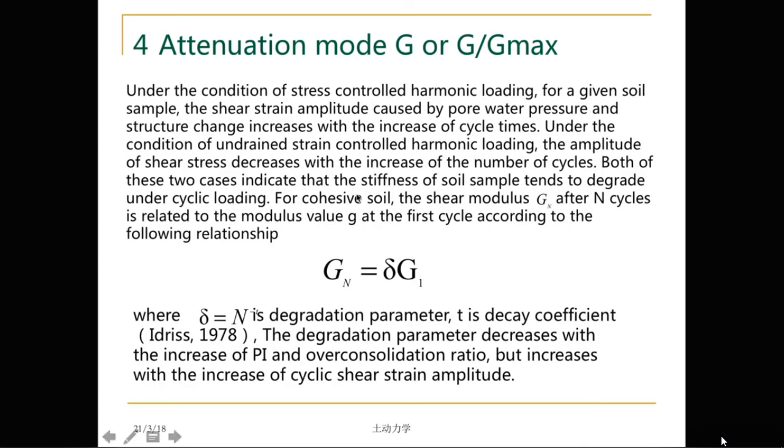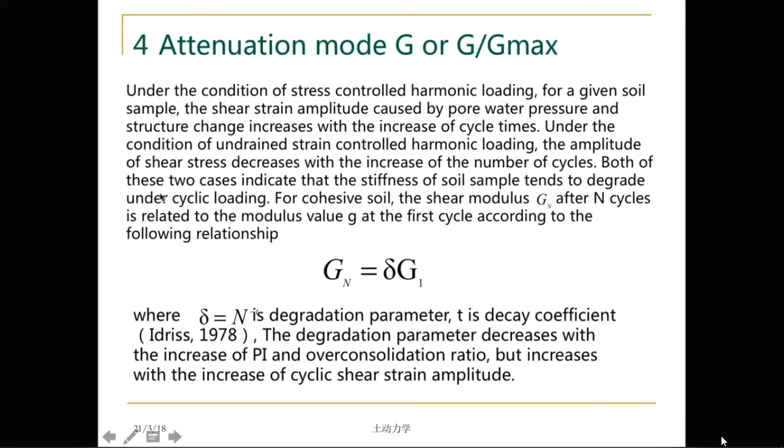And under the condition of stress-controlled harmonic loading, for a given soil sample, the shear strain amplitude caused by pore water pressure and structure change increases with the increase of cycle times. Under the condition of undrained strain-controlled harmonic loading, the amplitude of shear stress decreases with the increase of number of cycles.